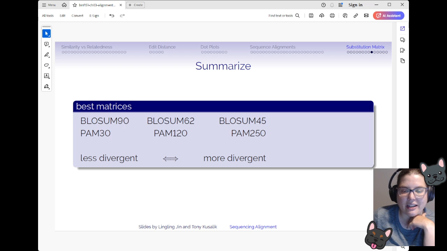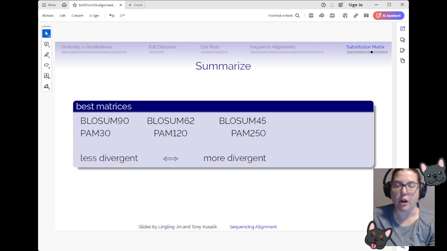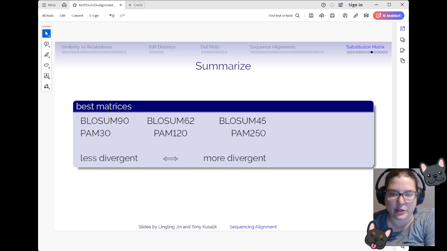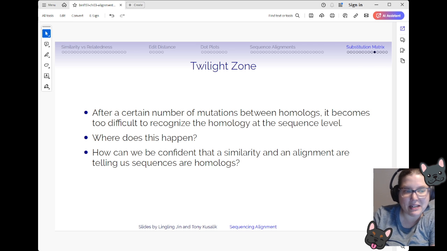This is a good example here of just how that relates to when a sequence is less divergent and more divergent. Oftentimes, we're going to be sitting somewhere in the middle with this BLOSUM 62 as a starting point because we typically don't know how divergent our sequences are. And then we'll fine-tune things as we get a clearer answer on that based on what we see from the results. There is a little bit of a twilight zone.